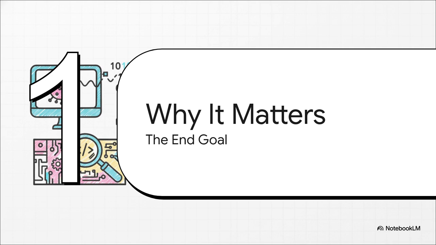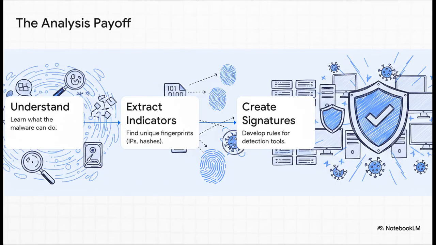So, after all this digital detective work, the blueprint reading, the sandboxing, the deep dive reverse engineering, what's the end goal? Why does all of this matter so much? Well, the payoff is huge. It's all about turning knowledge into defense. First, the analyst gets a complete picture of what the malware can do. From that, they extract what we call indicators of compromise. These are the unique digital fingerprints the malware leaves behind, like specific IP addresses it contacts or file hashes. And then, those indicators are used to create detection signatures, which basically vaccinates our security tools against this exact threat.